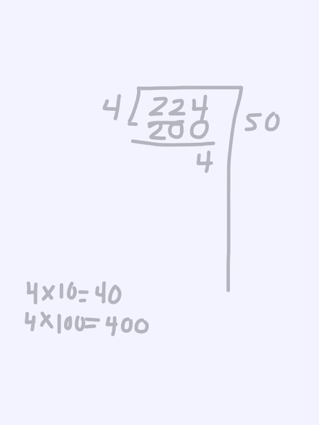Subtract to see how many remain to divide. 2 minus 0 is 2. So I have 24 remaining. So now I'm in the basic facts. So 4 times 6 would be 24. I have no remainder, so my quotient to this problem is 56.